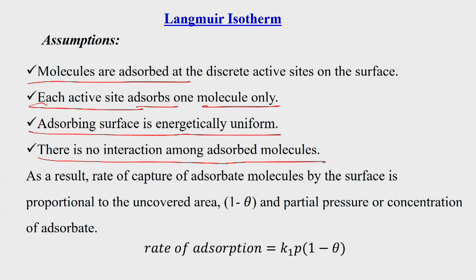There is no interaction among the adsorbed molecules. Realistically, when one molecule takes a place and other molecules come to the periphery, they would interact, but we ignore that interaction among the adsorbates. As a result, the rate of capture of molecules on the surface is proportional to the uncovered area, 1 minus theta, and the partial pressure or concentration. So, the rate of adsorption is equal to K1 into P into (1 minus theta).